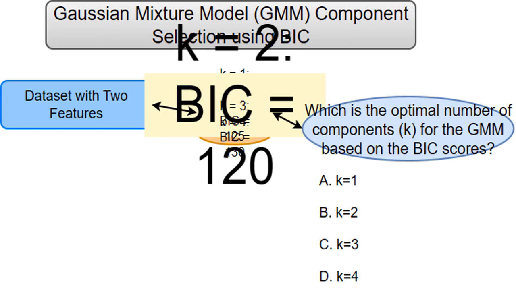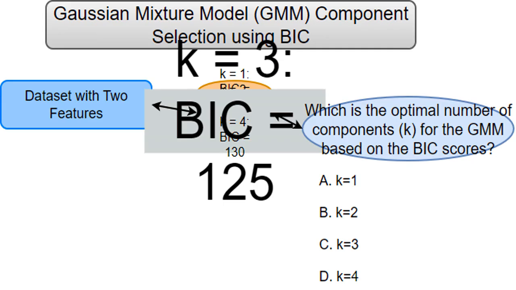Here, the model uses 2 groups, K equals 2, and the BIC score is 120, which is significantly lower than when using one group. This suggests that two groups might be a better fit for the data. With 3 groups, K equals 3, the BIC score goes up to 125, which is higher than the score with 2 groups. This implies that adding more groups doesn't necessarily improve the model.